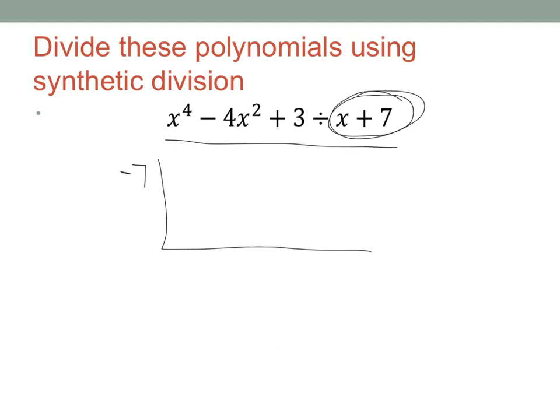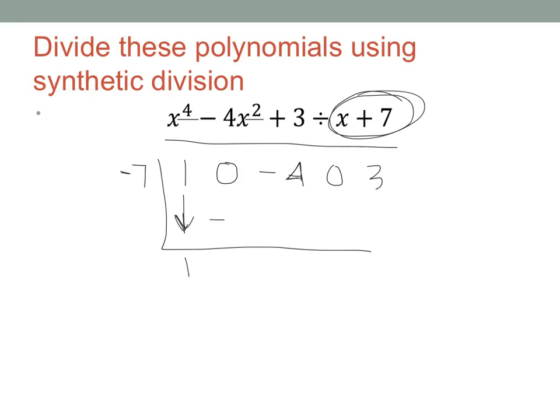Now, on the inside of my L, I'm going to put the coefficients. And I need to make sure, see how I jump from x to the fourth to x squared? I need to make sure I put a 0 placeholder in there. So 0, -4, that's a 4. And then I also skip over x, so I need a 0 there, and then 3 on the end. All right, so the first thing I do is I bring down the 1.